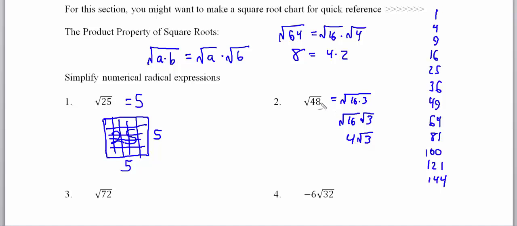On a graphing calculator, you can type in the square root of 48, get a decimal, and then type in 4 times the square root of 3, and you will get the same decimal. But this is the acceptable answer on the test, because we need you to simplify these radicals and not give me a decimal approximation.